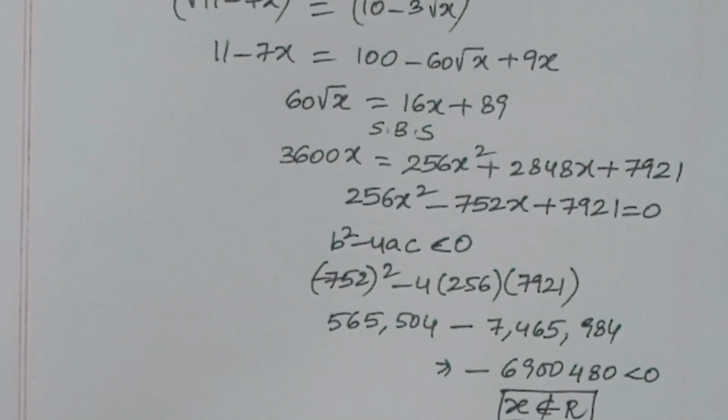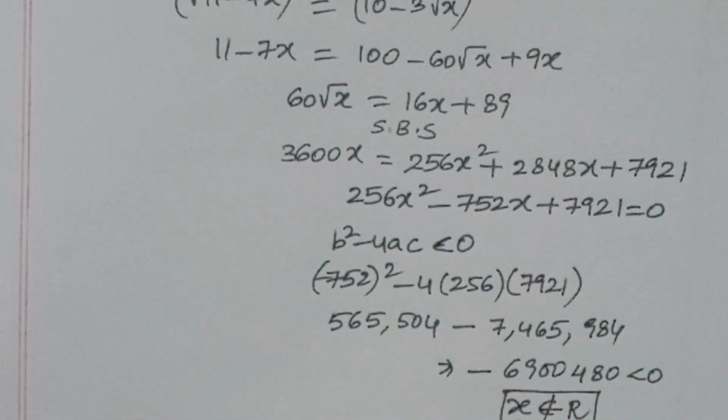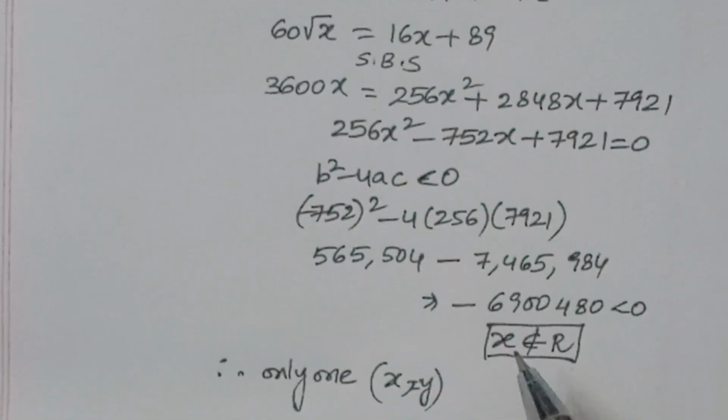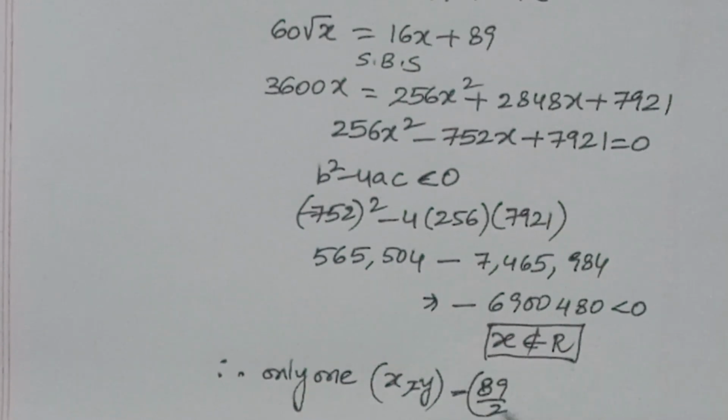Therefore, we have only one solution. What is that solution? (x, y) is equal to (89/2, -91/2).